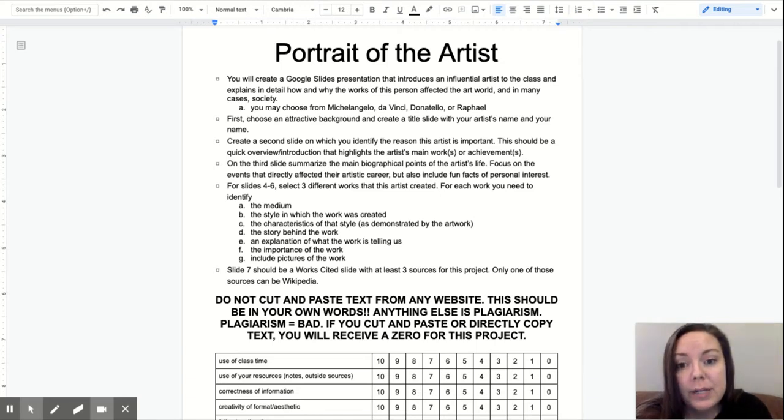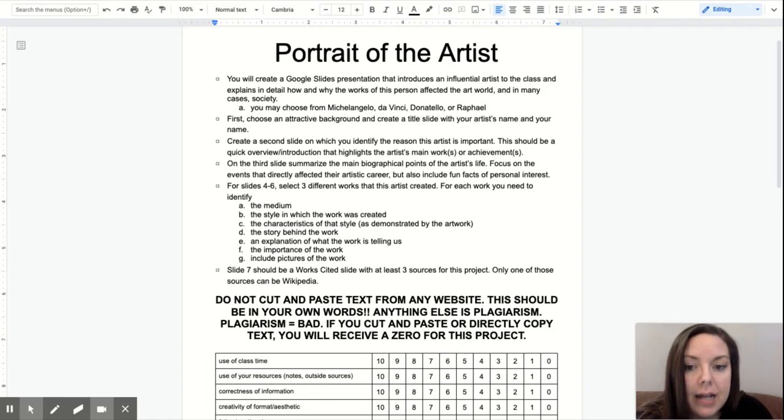to the class and explains in detail how and why the works of this person affected the art world and in many cases society. So we are only going to be doing the painters and the sculptors for this project. So you can choose from Michelangelo, Leonardo da Vinci, Donatello, or Raphael, one of the Ninja Turtles. So first up, choose an attractive background and create a title slide that has your artist's name, so one of those four names, and your name.